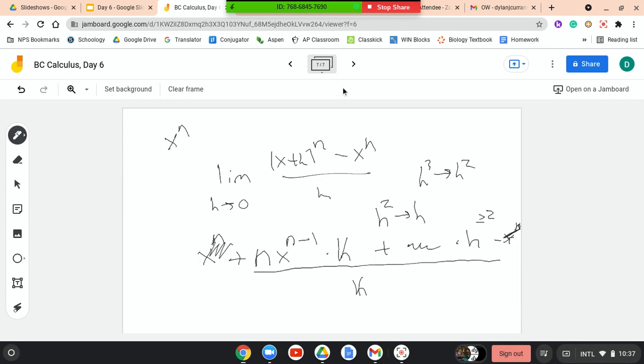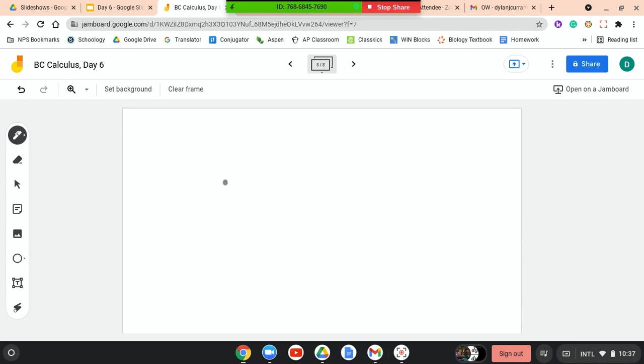All right, so in the end, we'll end up getting n x^(n-1), plus something times h, plus something times h squared, etc., right? Because we know that as we go on each term, the exponent in our h goes up by 1. You see this pattern?